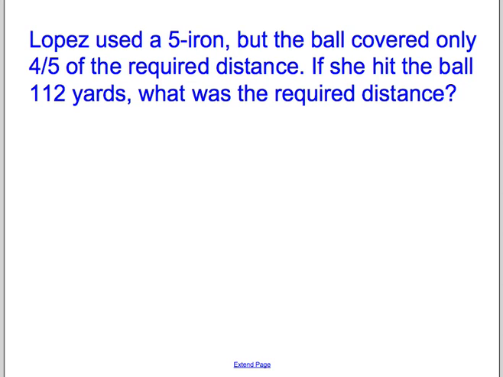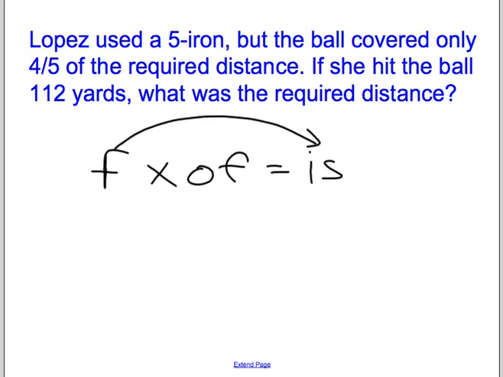Let me make sure I'm doing the right thing here. They show the diagram for the fraction problems. I'm not going to expect that for you. Hopefully, I think I've discussed this, tell me if I'm wrong: fraction times of equals is, and the fraction and the is have to represent the same item. And the of is the original, first number, total, starting number, all that kind of stuff.